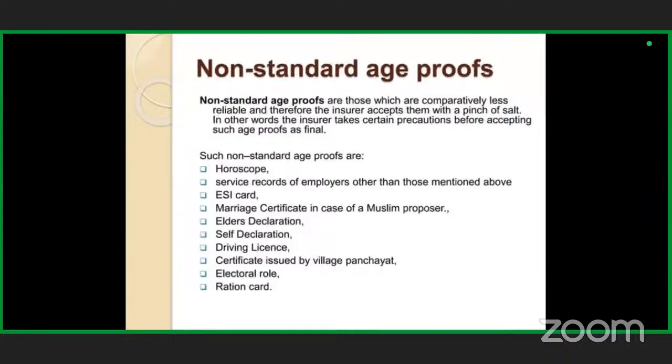A driving license cannot be considered for age proof. A certificate issued by the village panchayat also will not be considered. Only municipal records will be considered. An electoral roll, meaning a voter ID card, will not be applicable. A ration card also will not be applicable. These are the proofs that cannot be considered as age proofs and will be called non-standard age proofs.